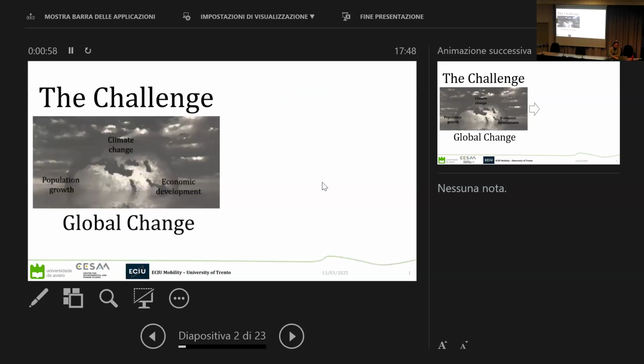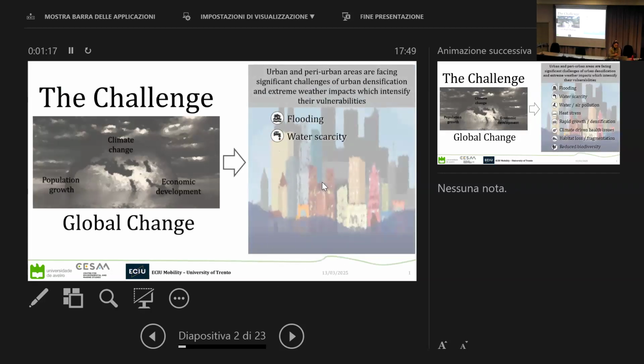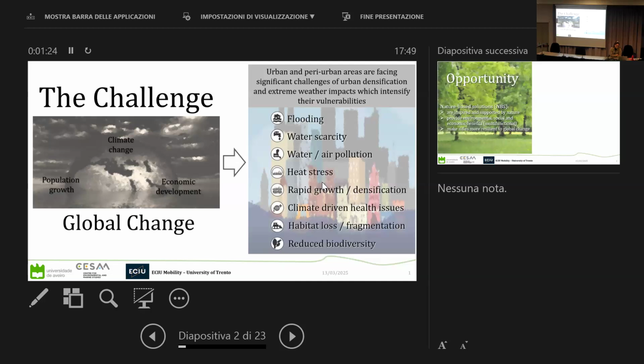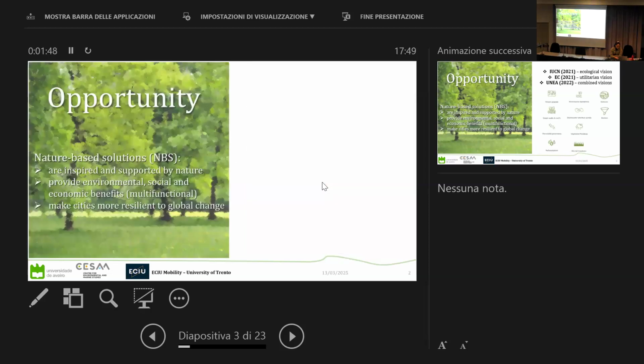So I will start. As already mentioned, the big challenge of the 21st century is global change, which is characterized by three elements: population growth, mainly economic development, and climate change. And within this context, urban and peri-urban areas are facing significant challenges related to urban densification and urban sprawl, and also related to extreme weather events, connected to heavy precipitation and floodings, and heat waves and heat stress, habitat loss and fragmentation and biodiversity reduction, and so on. And in this context, nature-based solutions, sorry.